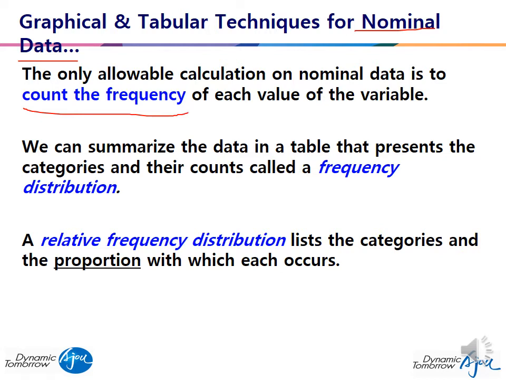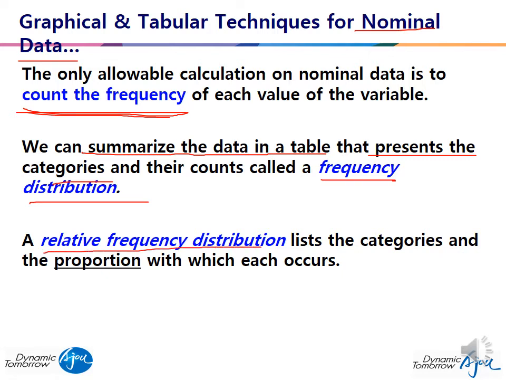The only allowable calculation on nominal data is to count the frequency, over each of the variables. We can summarize data in a table that presents the category and the count, called the frequency distribution. So here in the example, we are going to create a frequency distribution. A frequency distribution summarizes data in a table that presents the category and the count.